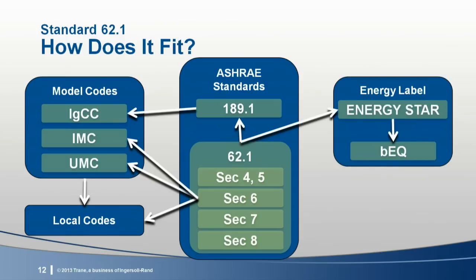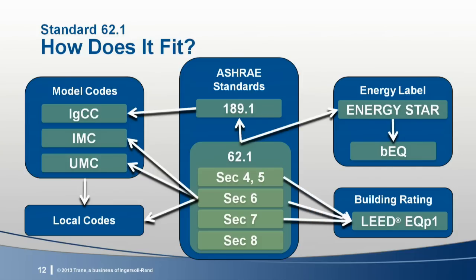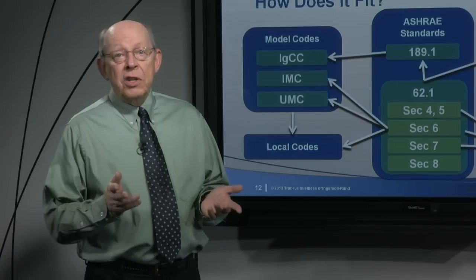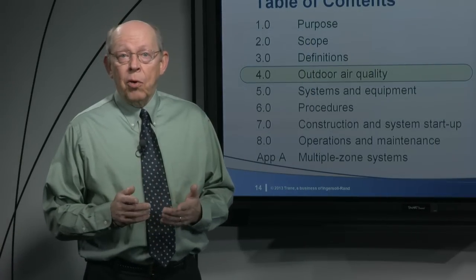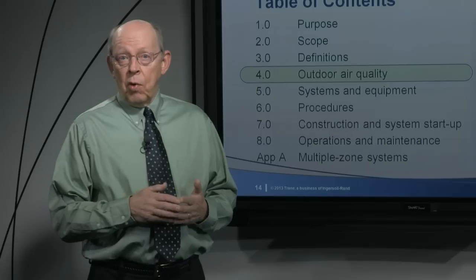Some building owners want to pursue a building energy label, like Energy Star or the ASHRAE Building Energy Quotient label. To comply with the Energy Star, all 62 requirements must be met. And since the ASHRAE BEQ label requires Energy Star compliance, again, all 62 requirements must be met. And of course, many building projects these days seek LEED certification. The first LEED indoor environmental quality prerequisite requires compliance with the provisions in sections 4 through 7 of Standard 62.1. So you can see this ventilation standard provides the basis for building codes, energy labels, and building rating systems.